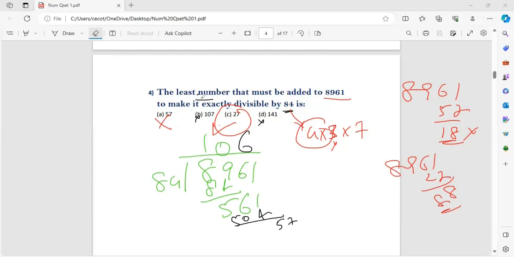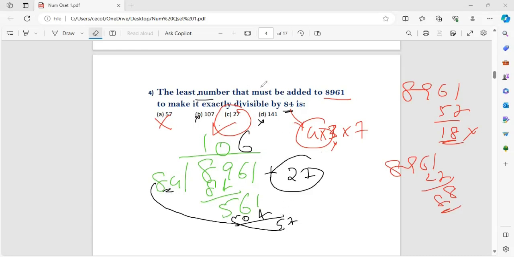We are asked to find what least number should be added to 8961, isn't it? So 57 is the remainder over here. So if you add one more 27, you will get 84, isn't it? Which means find the difference between this divisor and the given remainder, that is 27. That is the number to be added. So if you're asked to find the least number that should be added, just find the difference between the divisor and the final remainder which you got. That gives you the answer 27.